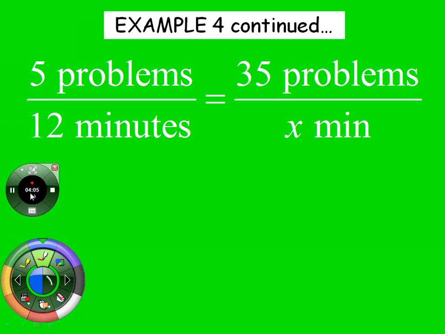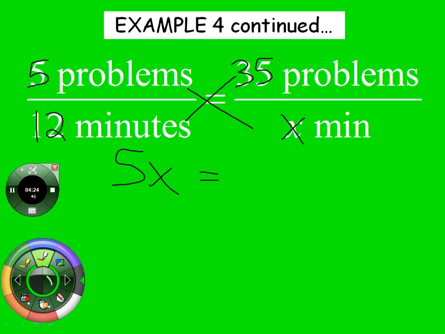So let me write this a little bit darker. I've got 5 problems. It takes 12 minutes, or she does actually. And then she wants to see how long it will take to do 35 problems in x minutes. Well, a good way to do this is to cross multiply. So we have 5x equals whatever 35 times 12 is. Ay caramba, what's 35 times 12? So 35 times 12, real quick here.